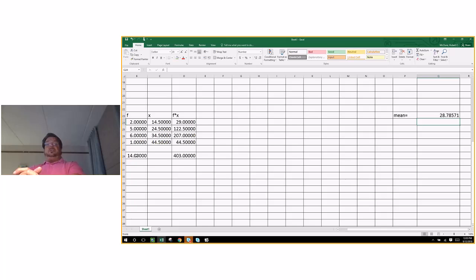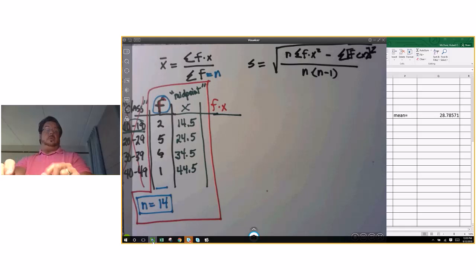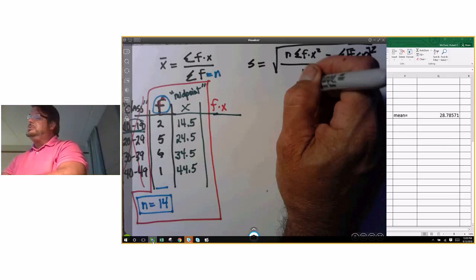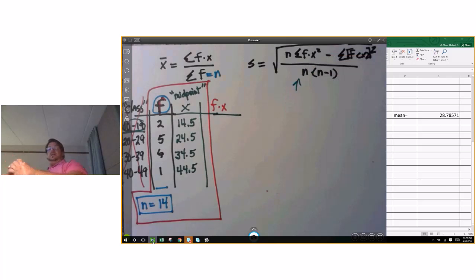Now I'm going to find the standard deviation. Well, the standard deviation, if you remember, is what? We got a lot of n's. Do we have n? Yeah, we got n. What's the only thing that we don't have? I'm going to pull up my handy-dandy camera. What's the only thing that we don't have in this equation? We got n. We've got x. We got f. What do we not have?